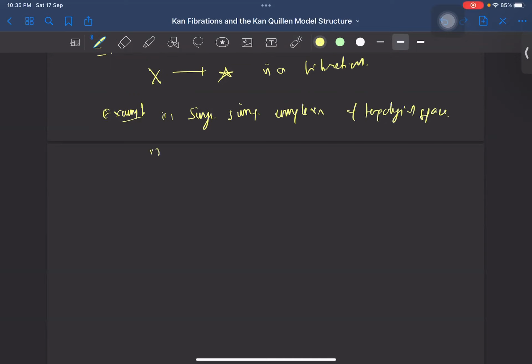Then another example I can think of right off the bat is that if you have a groupoid, this is my category of groupoids, then the nerve, an infinity groupoid of course. No, I'm sorry, a groupoid, not an infinity groupoid, as you're taking the nerve. So if you take the nerve, it's a Kan complex.